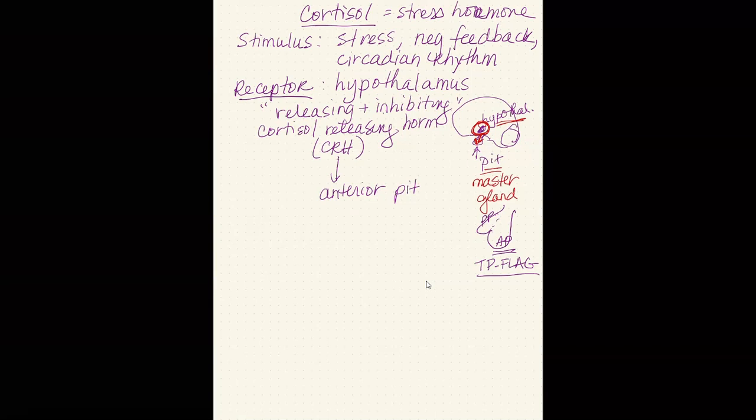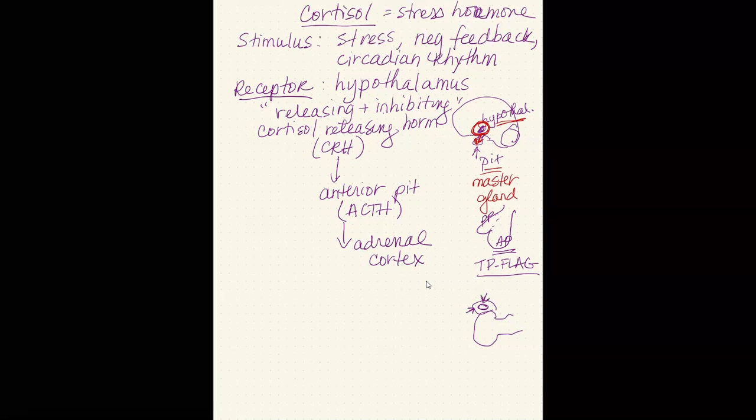So CRH is going to come from the hypothalamus and go to the anterior pituitary. The anterior pituitary is going to release adrenocorticotropic hormone, which I'm going to abbreviate ACTH. ACTH is then going to go down to the adrenal cortex, which is part of the adrenal glands. Those sit on top of the kidneys, right? So here's the kidney, and here's the adrenal gland, and the cortex is the outside part of it.